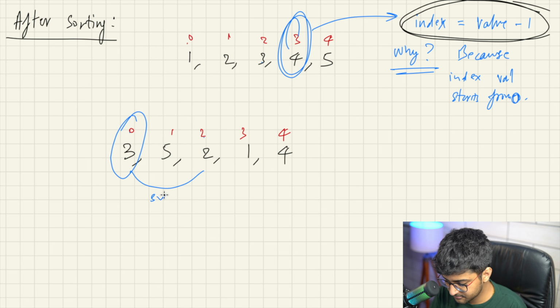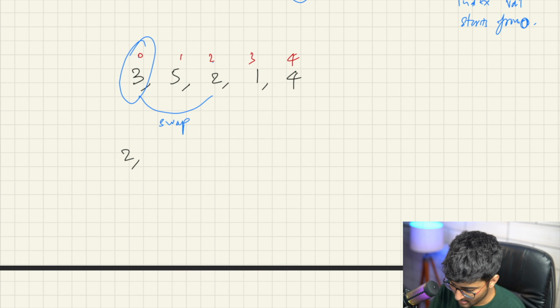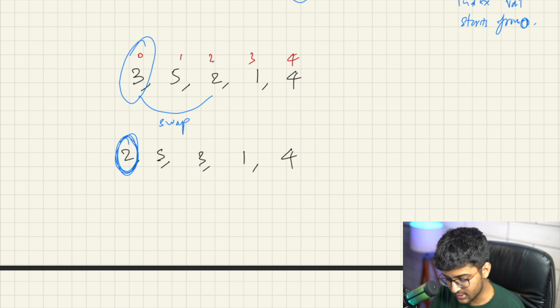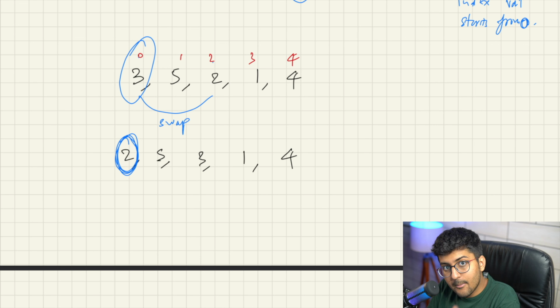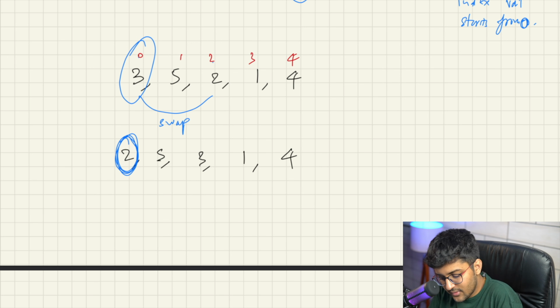Swap. It will become 2, 5, 3, 1, 4. Again, I will still stay here, because we have swapped 3 to the correct position, but we do not know whether the other number that came to the position of 3 is also in the correct position or not. We don't know that, so we are going to check again.